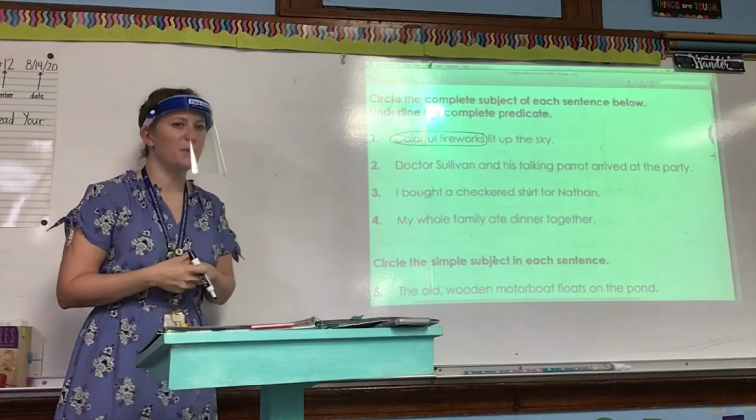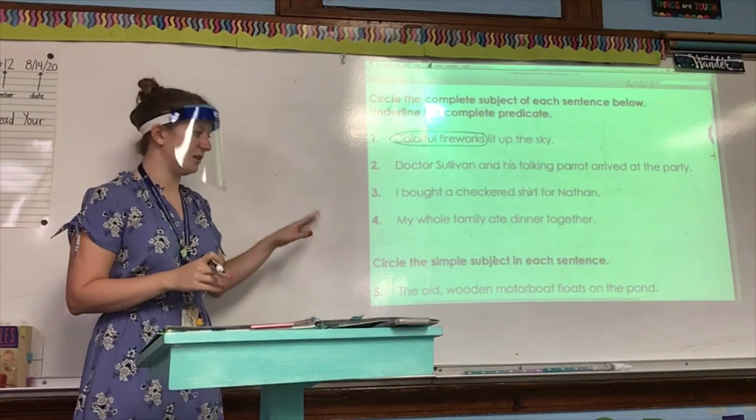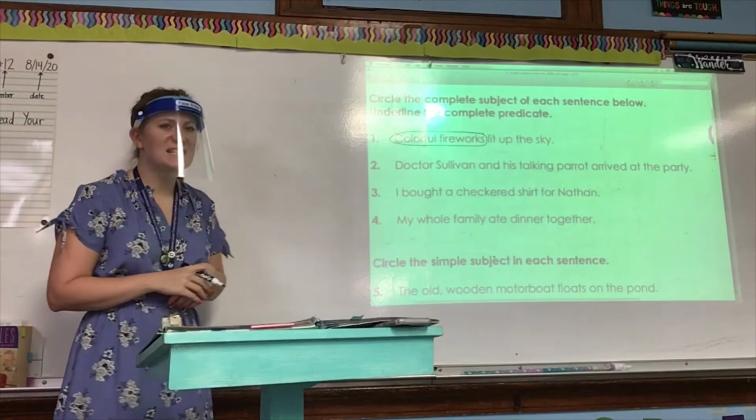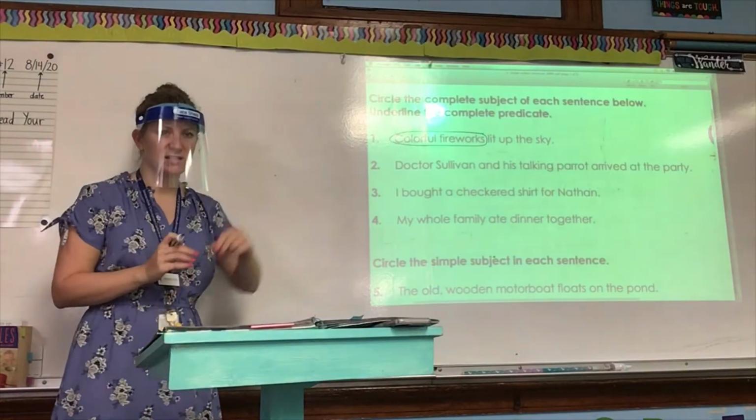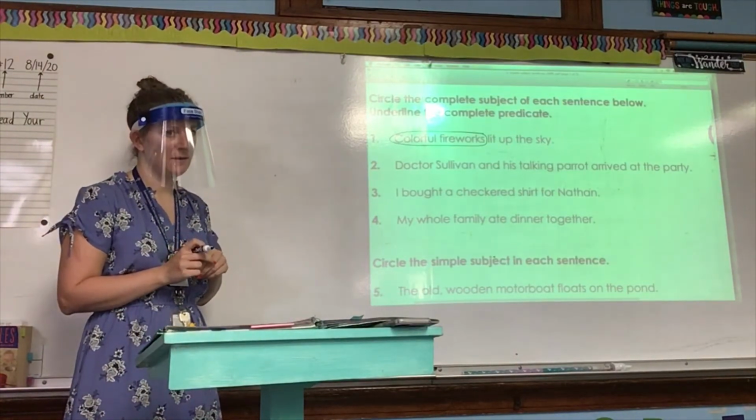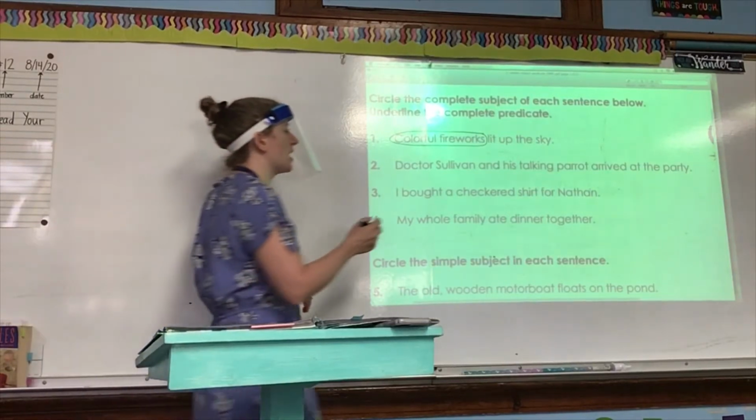Zari, what is the simple subject? We're actually just going to do number 1 through 4. We don't need to do the rest. What is the simple subject? So the one word that tells who or what this sentence is about. Fireworks.